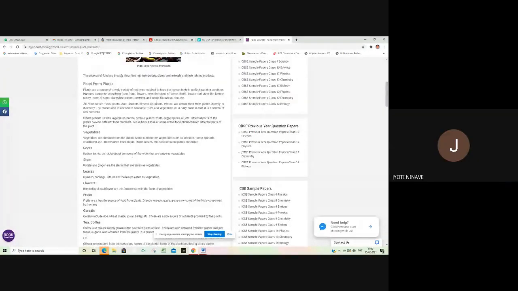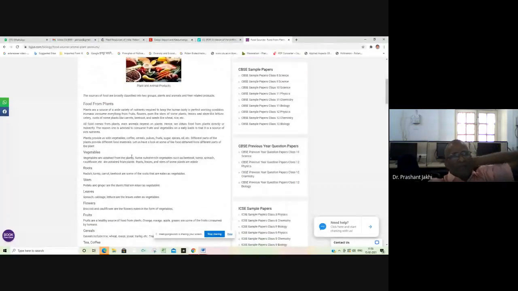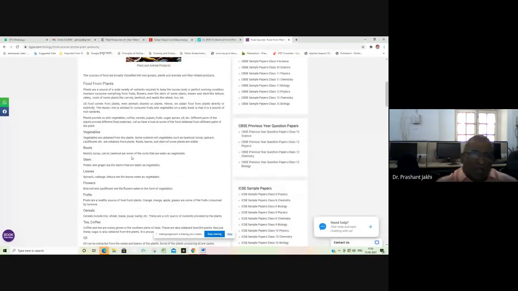Here is a list of some of the plants which are used for the purpose of food. That is, plants are sources of a wide variety of nutrients required to keep the human body in perfect working condition. I think all of you know that whatever food material we are using consists of either carbohydrates or lipids or proteins, and besides that it shows the presence of different vitamins as well as minerals.